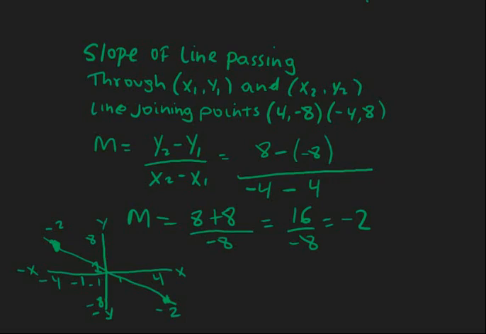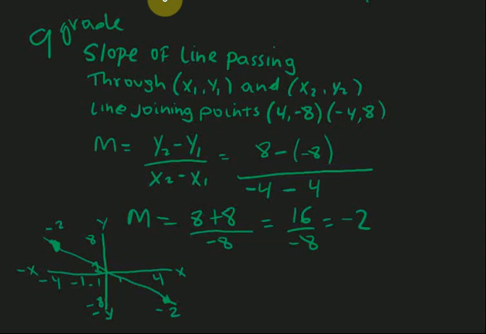In this lesson, I'm going to continue on 9th grade slope of the line. So let's say you have the line through the points x1, y1 and x2, y2. The line joins these two points: (4, -8) and (-4, 8).